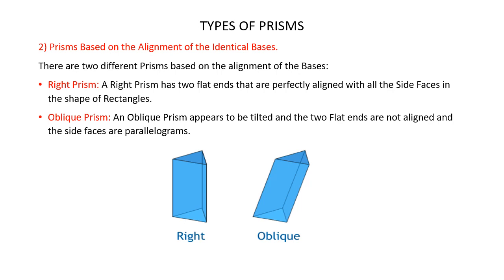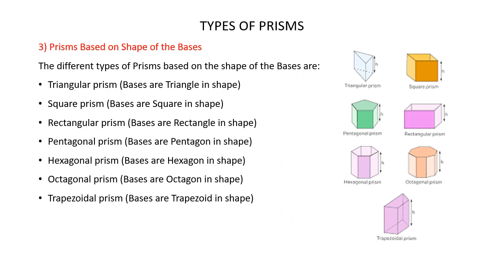The two flat ends are not aligned. And as you can see here, the side faces are parallelograms. So based on the alignment of the identical bases, prisms are of two types, right prism and oblique prism. Let's now look at the third type of prisms.